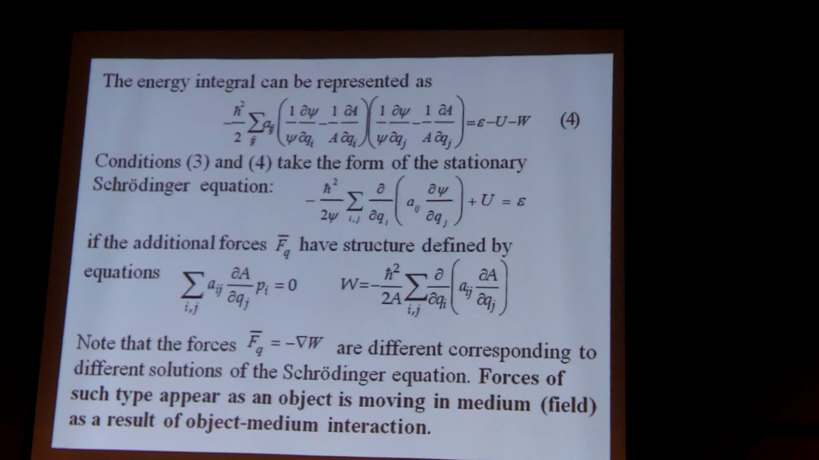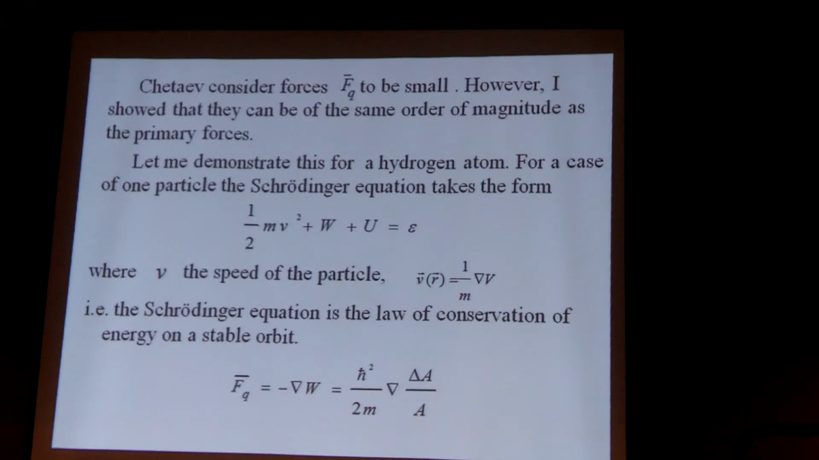Note that the forces F_q are defined differently corresponding to different solutions of the Schrodinger equation. Forces of such type appear when an object is moving in a medium or field as a result of object-medium interaction. Chetaev considers forces F_q to be small. However, I showed that they can be of the same order of magnitude as the primary forces. Let me demonstrate this for a hydrogen atom.